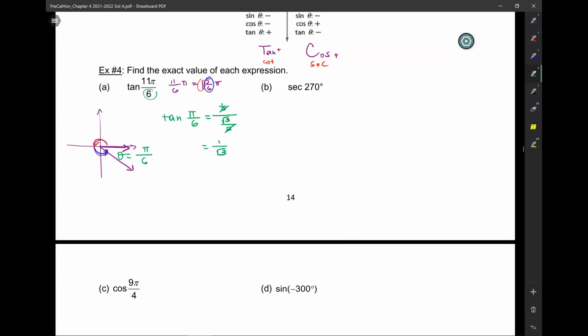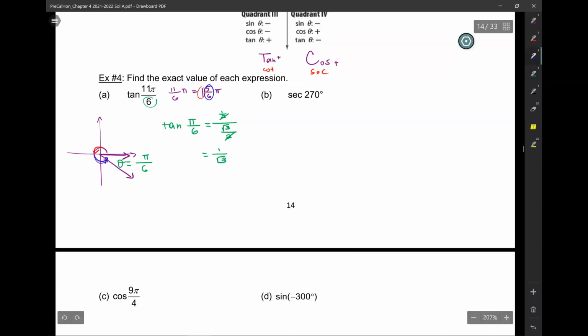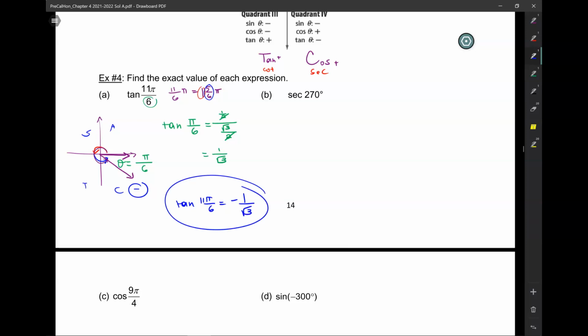Okay. Next, let's figure out the sign. 11 pi over 6 lies in the 4th quadrant. So this is all students take calculus. Cosine is positive here, so tangent is negative, right? So I say tangent of 11 pi over 6 is negative 1 over √3. It's not going to take you this long every time, okay? All right, let's do another one.